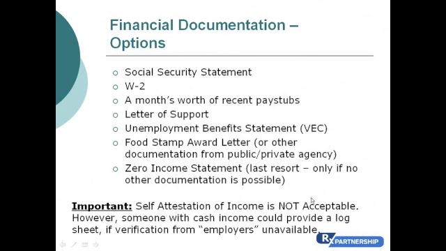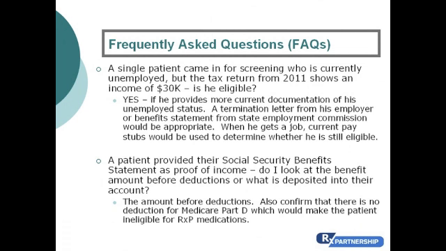So questions that come up related to the income situation. Here we've got somebody who came in for screening, unemployed, and the tax return shows $30,000. Now, typically that's over 200% of poverty level. They would not be eligible, and yet this is a situation where, if they can provide more current documentation, a termination letter.